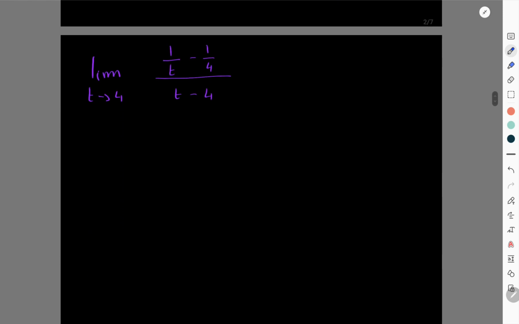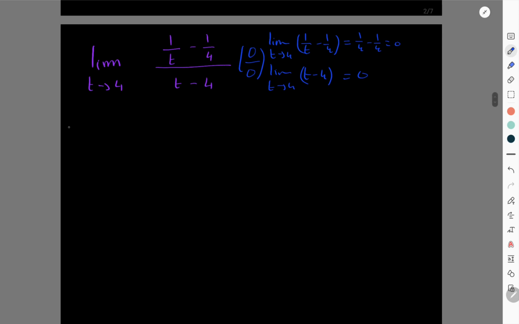Now we move on to a harder example. The limit as t approaches 4 of (1/t minus 1/4) divided by t minus 4. First of all, we try to evaluate by plugging in. So the limit of the numerator is 0, since it's 1/4 minus 1/4. And the limit of the denominator is also 0. So what I have here is an indeterminate form, 0 over 0, that is indeterminate. So we'll try to work around it if possible.